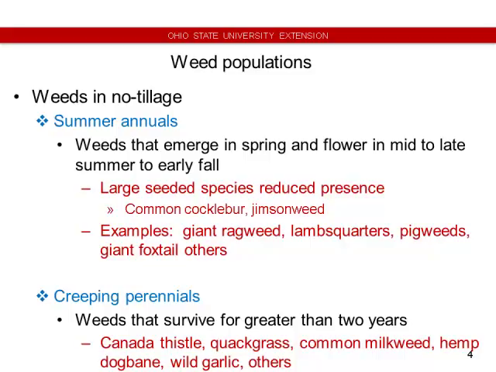But you're going to pick up some common milkweed, hemp dogbane, wild garlic. There are a few others that can be out there as well, but those are some of the problem ones that we have on a consistent basis. And since Roundup Ready, the milkweed and the hemp dogbane have almost been eliminated from the landscape in our row crops.